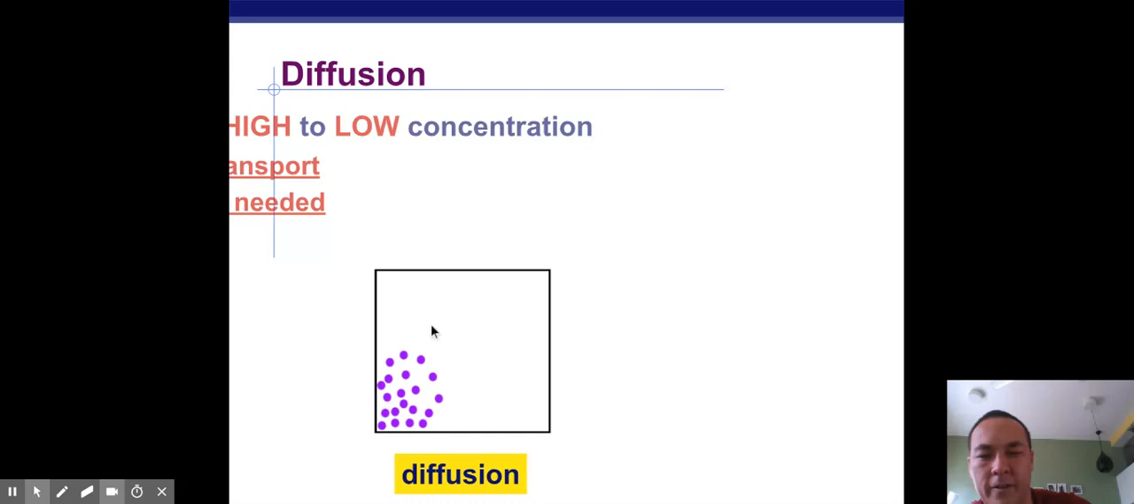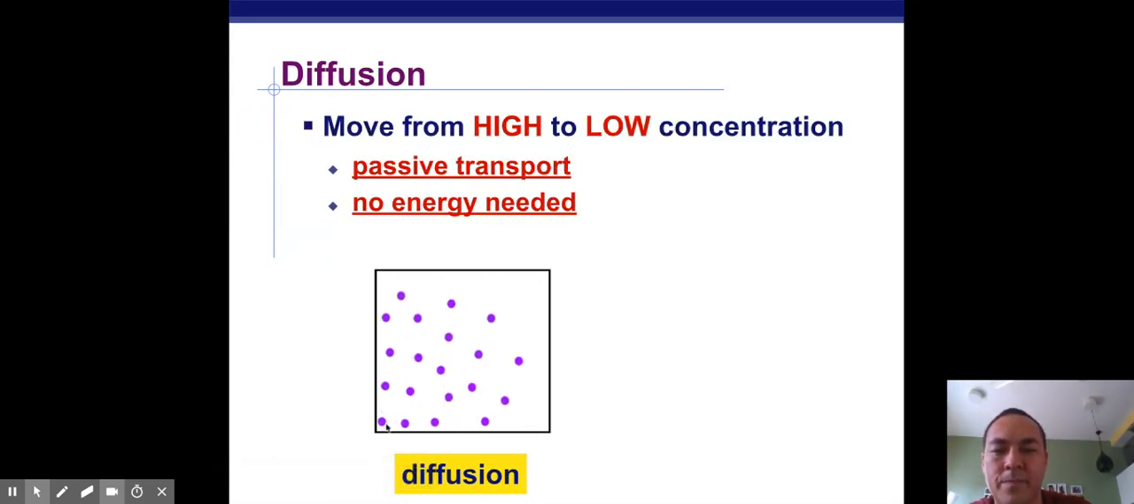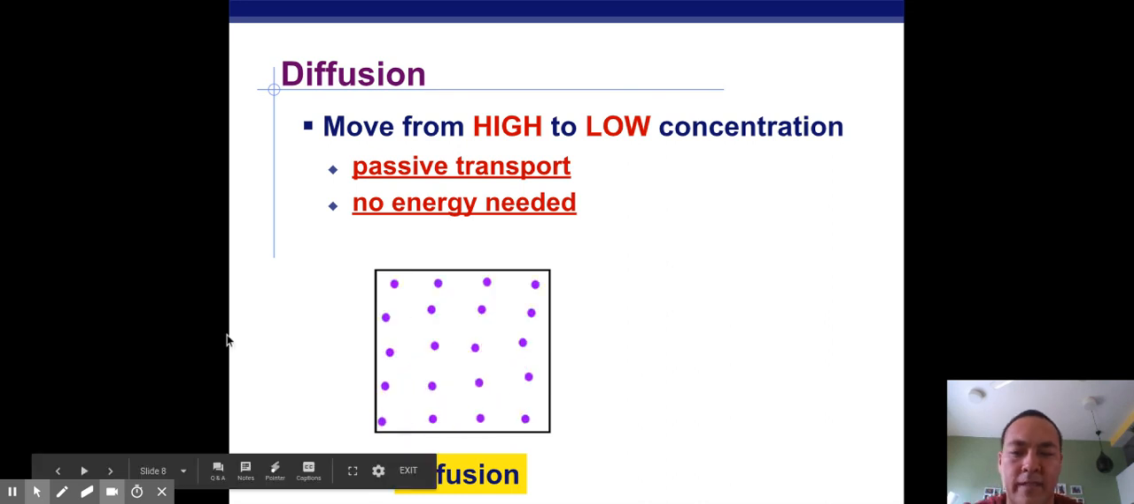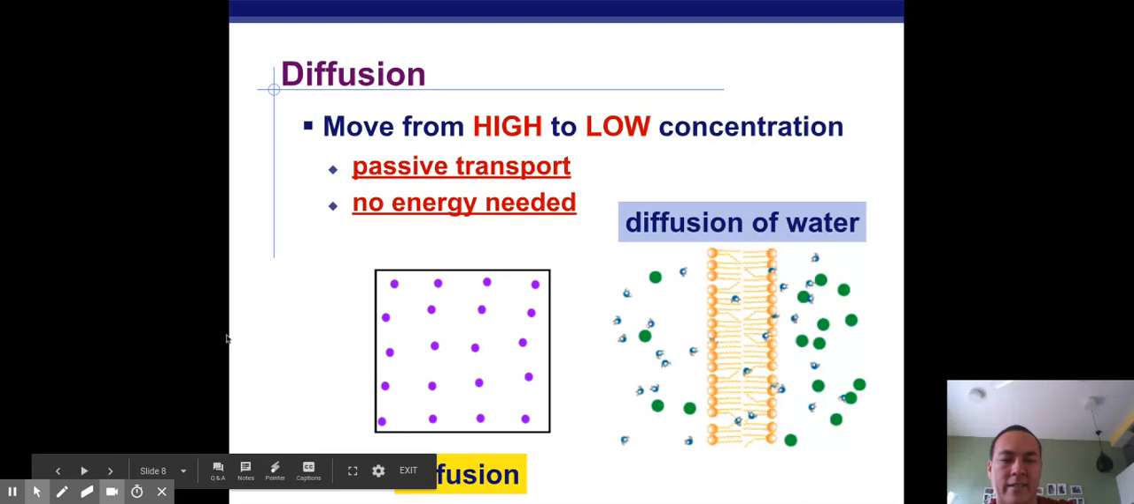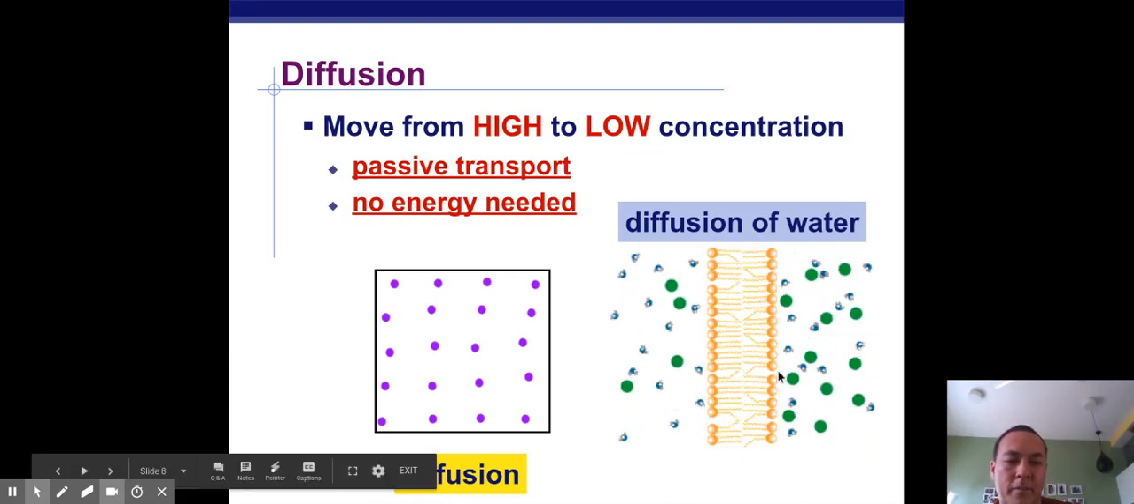Okay, so here's diffusion, going from an area of high to low concentration. That is called passive transport, and it does not require any energy. An example would be the diffusion of water. This isn't entirely accurate, right? They'd be going through little pores called aquaporins.